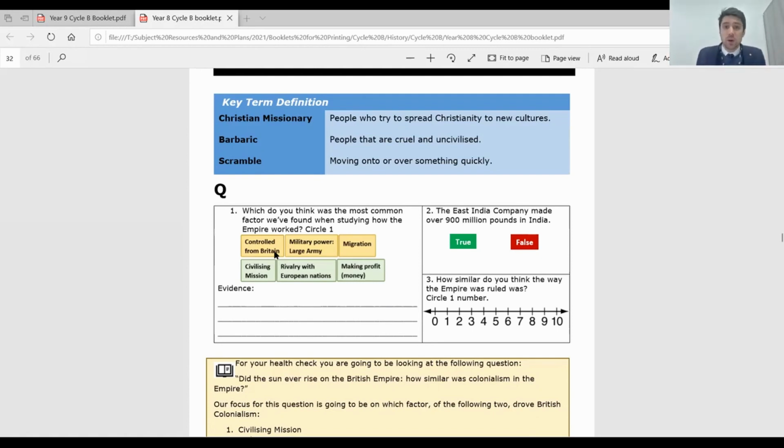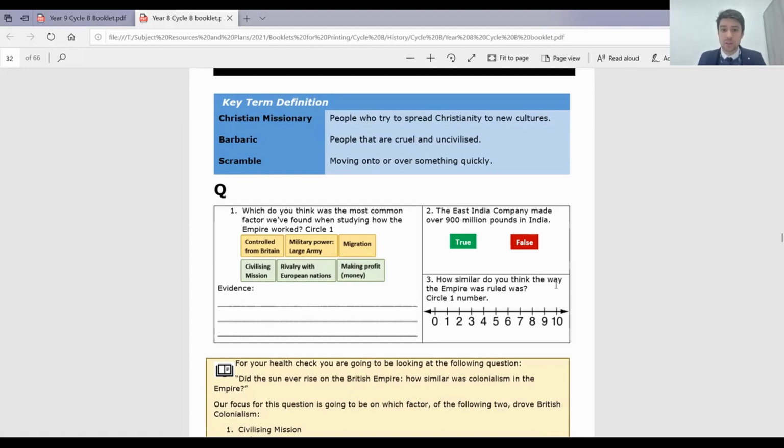So I think that's the one I would circle. And then I might give an example, such as how much money was taken from India by the British during the time of empire. So I might say, for example, that 18 million was taken each year out of India from 1765 to 1815 by the East India Company as my evidence. The East India Company made over 900 million pounds in India. That is true if we think about it in terms of our money today.